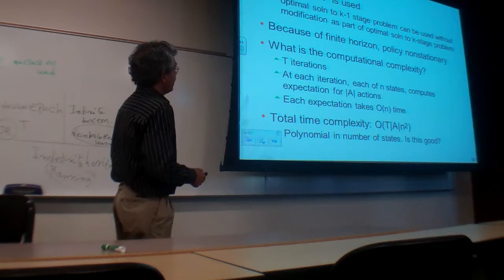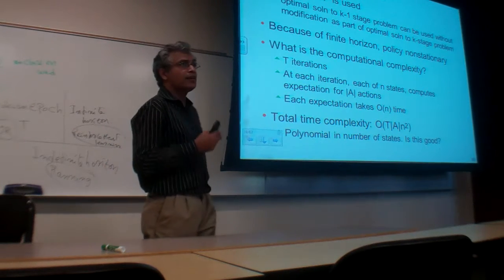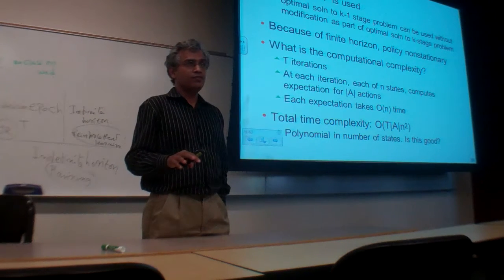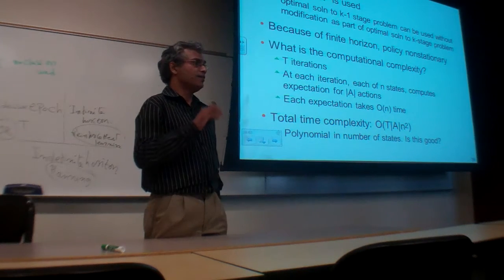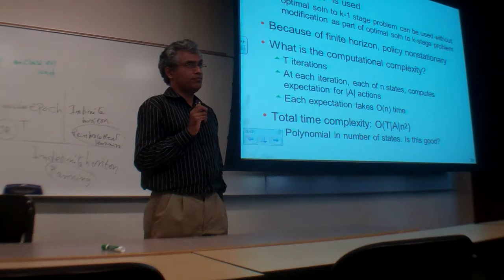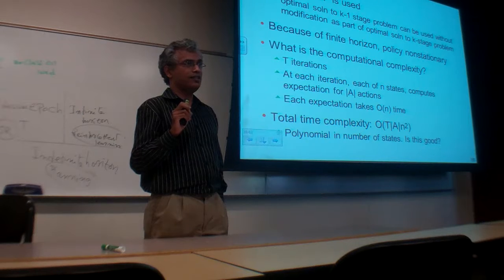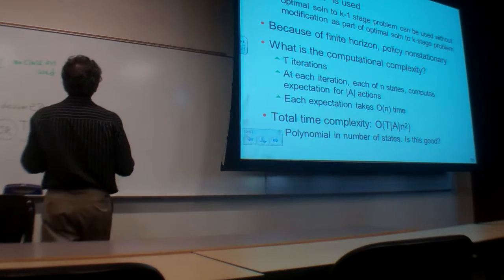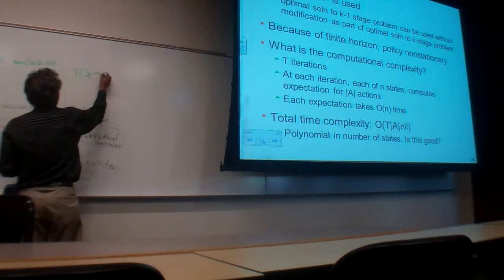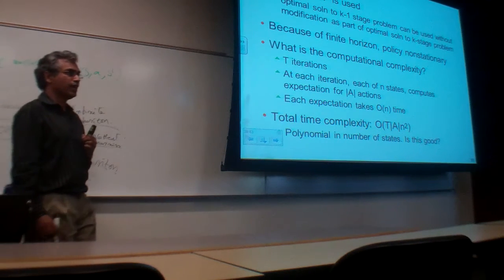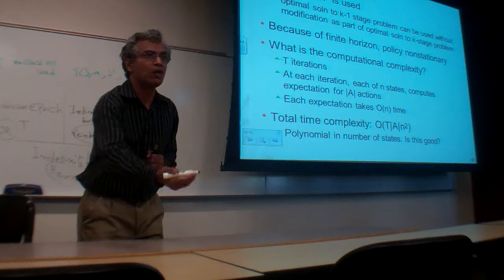Okay. And then because of the finite horizon, the policy itself is non-stationary, even though everything else is stationary. Right? The reward is stationary, the dynamics are stationary. Do people see that dynamics are stationary? The dynamics are T(S, A, S'). Okay? Those probabilities don't depend on how long you have to live.